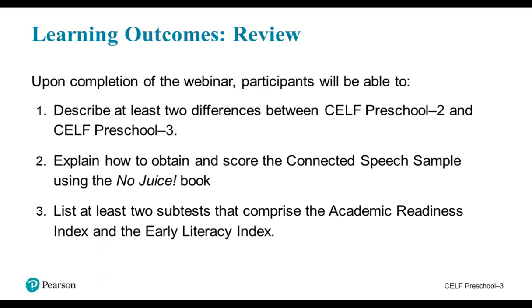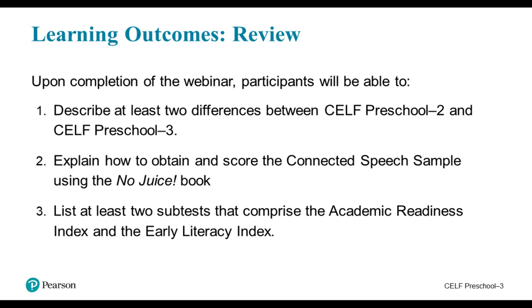For learning outcome number 2, explain how to obtain and score the Connected Speech Sample using the No Juice book. The examiner would read the No Juice book aloud to the child, ask the child to retell the story, and document the child's retelling. Based on the child's retelling of the story, the examiner can calculate a raw score for story grammar based on components of the story, such as the title, setting, characters, main idea, and events, and also rate the language structures as acceptable, emerging, or beginning.